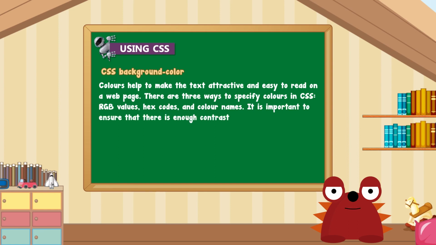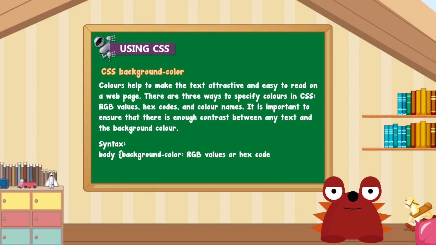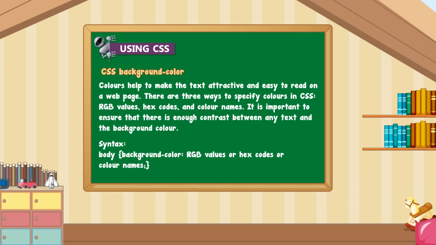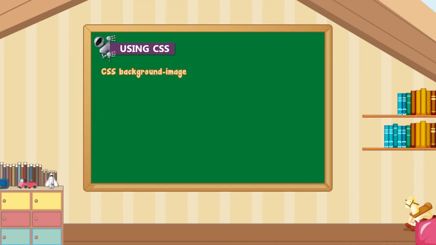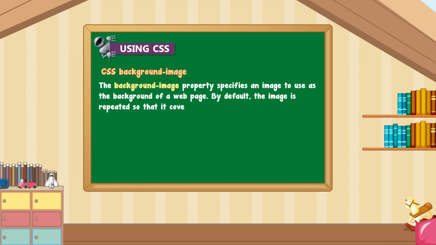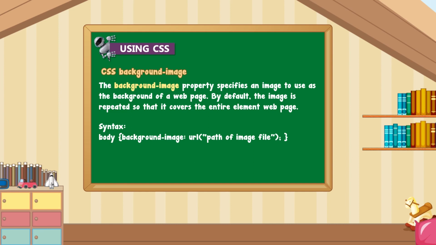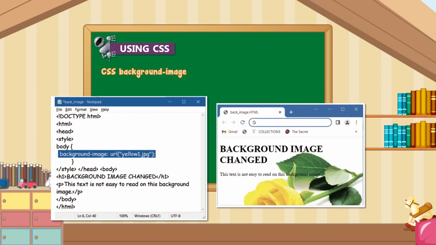It is important to ensure that there is enough contrast between any text and the background color. The syntax is the following: body, open curly bracket, background color, RGB values or hex code or color names, curly bracket close. An example of the code and the output is this. Let's learn about CSS background image now. The background image property specifies an image to use as the background of a web page. By default, the image is repeated so that it covers the entire element web page. This is the syntax, and an example is this.